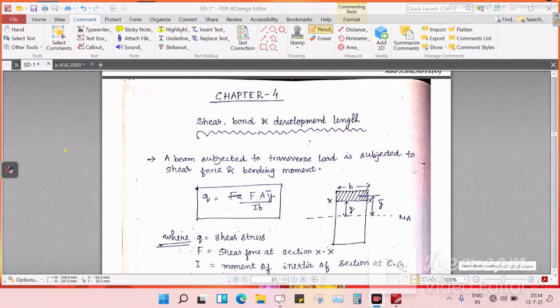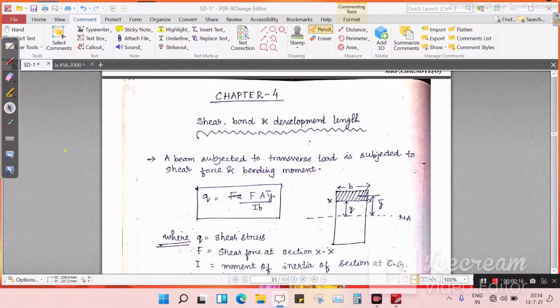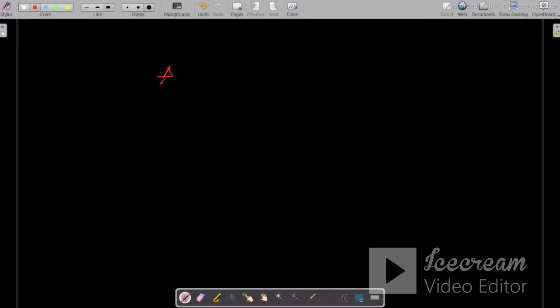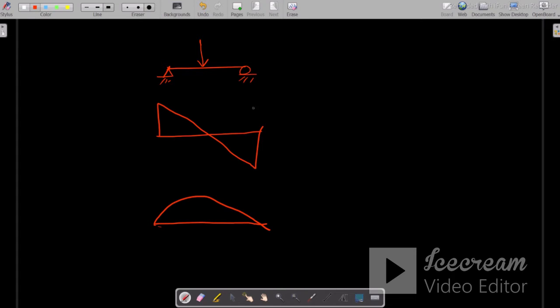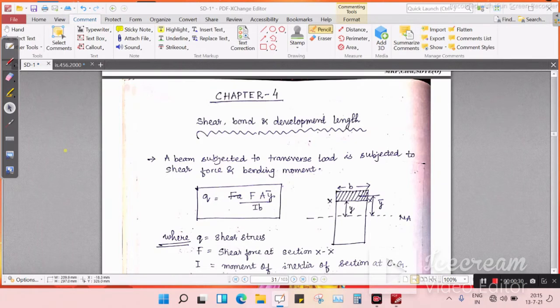Now we will start our chapter 4, that is shear, bond and development length. A beam subjected to transverse load is subjected to shear force and bending moment. Let me explain in brief. Suppose this is a beam, there is a transverse load, that means it will undergo shear force and it will undergo bending moment. Simple. Okay.